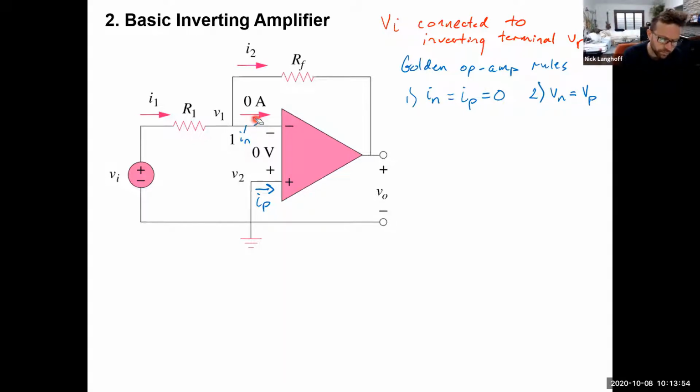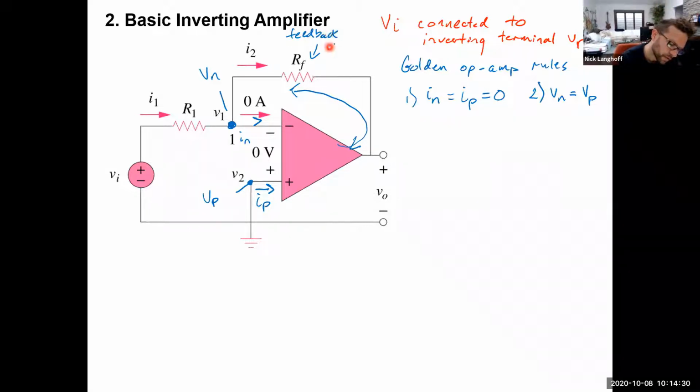How is it going to do that? Well, realize that this voltage right here is VN, and this voltage at this point is VP. The op amp will either push current into VN, or it will pull current away from VN so that VN either goes up or down in voltage accordingly to make it equal to VP. And it's doing that through the feedback resistance.